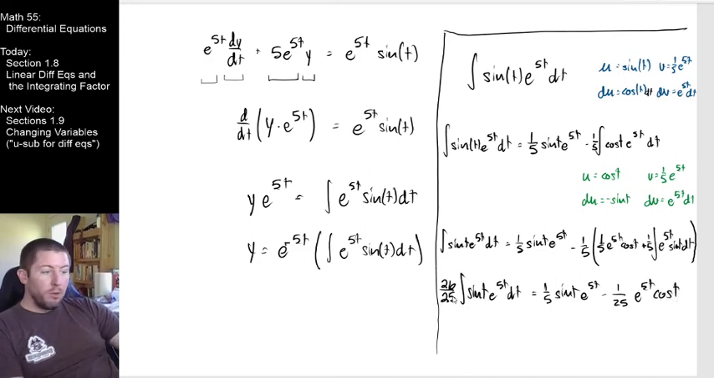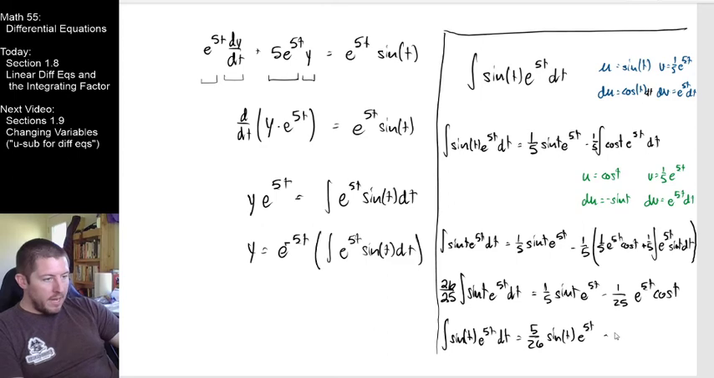And therefore, I can multiply the whole thing by 25/26, and I think we've got ourselves an answer here, which is, whew, that took a little bit of work right there, but that's okay. So our integral of sine of t e to the 5t dt equals, I'm multiplying by 25/26, so that's going to leave me with a 5/26 sine of t e to the 5t minus 1/26 cos t e to the 5t.